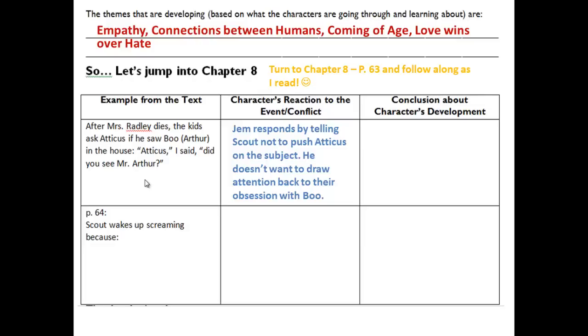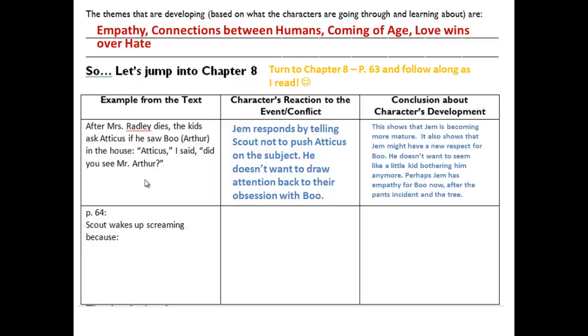When Atticus doesn't want to respond, he tells her not to push it anymore, which is a little bit different from what we're used to with Jem. Remember, Jem was really obsessed with that play that they would do about the Radleys that summer. So the conclusion that I'm able to draw about Jem is that this shows that Jem is becoming more mature. It also shows that Jem might have a new respect for Boo. He doesn't want to seem like a little kid bothering him anymore. Perhaps Jem has empathy for Boo now, after the pants incident and the tree.